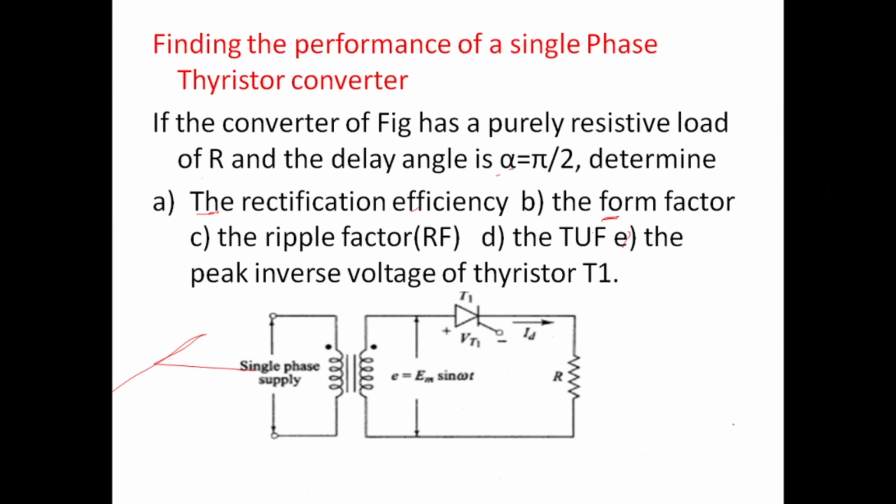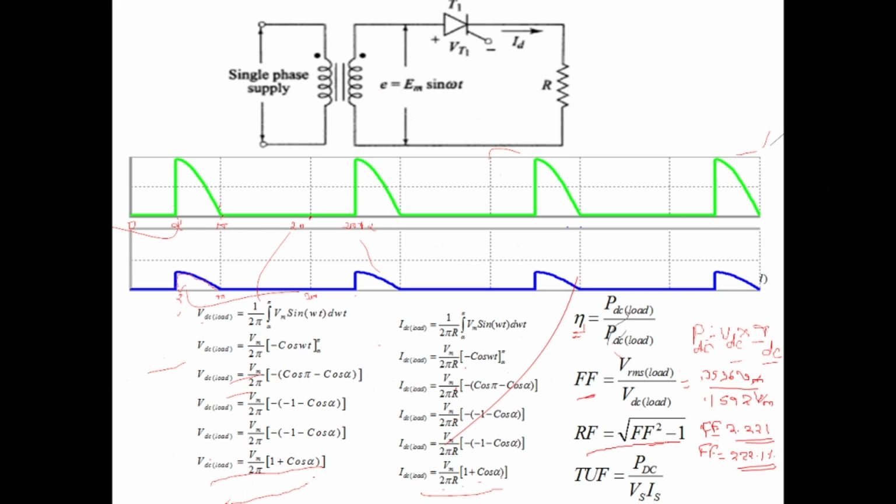Okay, next, what is the next question? The next question is the ripple factor. The ripple factor formula is the square root of form factor squared minus 1. So you can calculate the ripple factor as root of 2.221 whole squared minus 1. I think you will get a value of 1.983. So the ripple factor is equal to 1.983. You can call this 1.9%, just multiplying that.